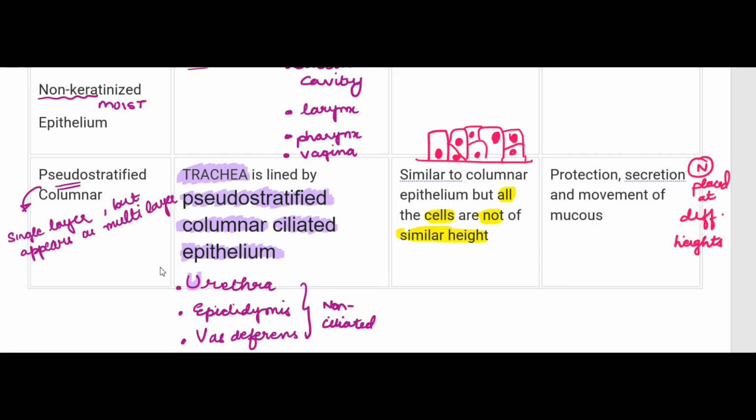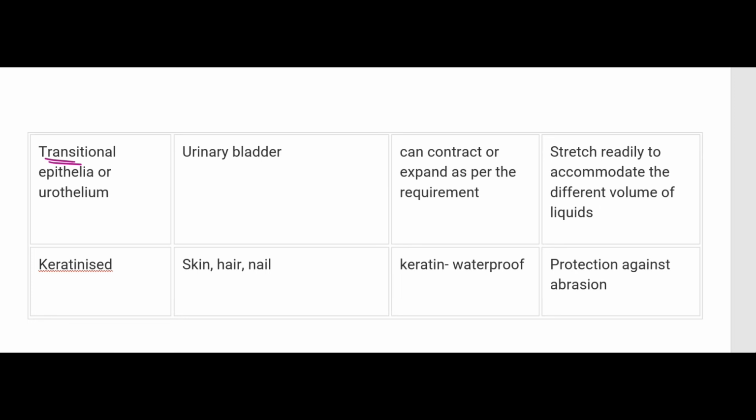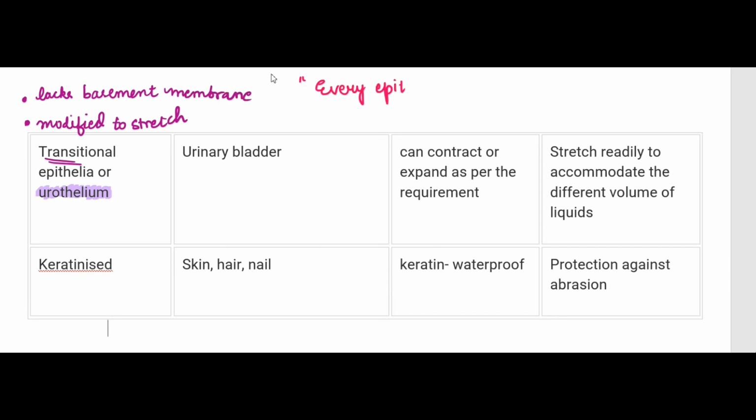And there is another type of special epithelium known as the transitional epithelium or the urothelium. Urothelium means modified to stretch. Okay, it lacks basement membrane. So remember, every epithelium possesses a basement membrane except the transitional stratified epithelium. Important. I just told you that transitional epithelium is modified to stretch, that is, it can contract or expand as required.